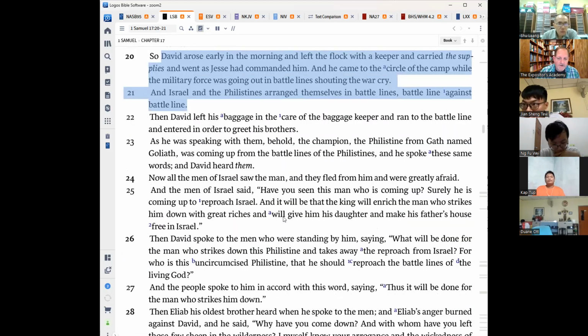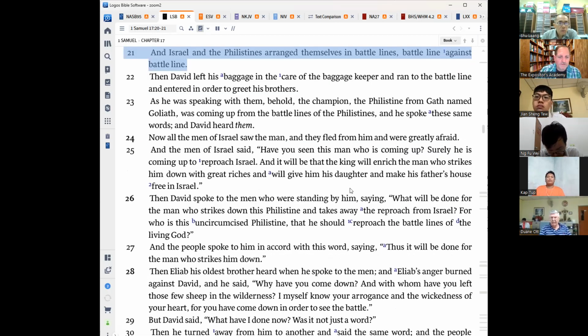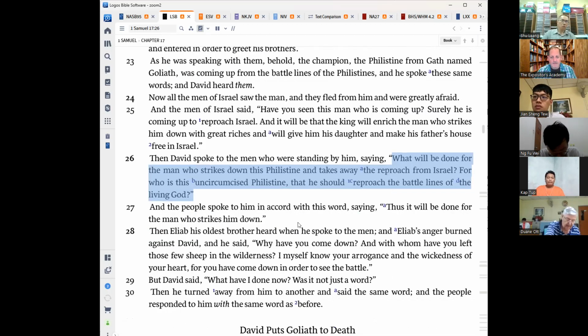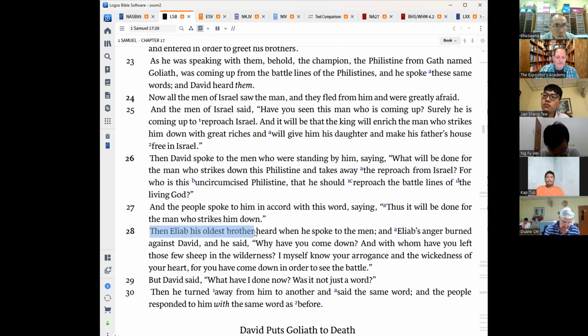And then David, as he's there, he hears about Goliath, right? And these are the first words out of David's mouth in Samuel: What will be done for the man who strikes this Philistine down? Clearly he's like, I'm going to do this. Well, notice verse 28. Then Eliab, his older brother, when David spoke to the men, his anger burned against David. Why have you come down?